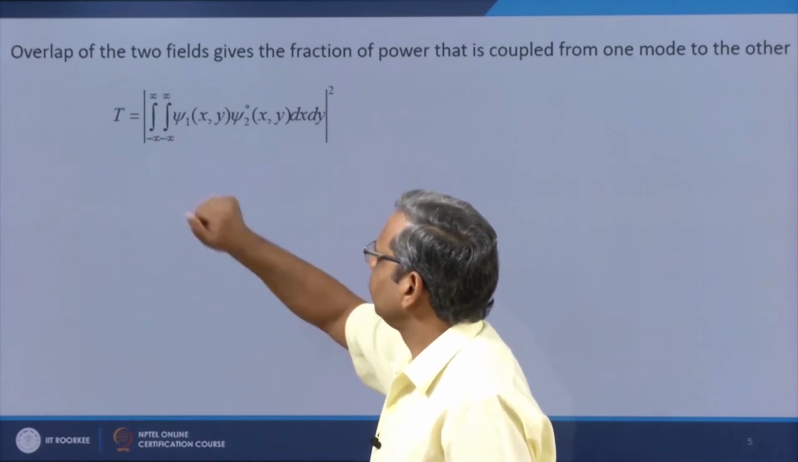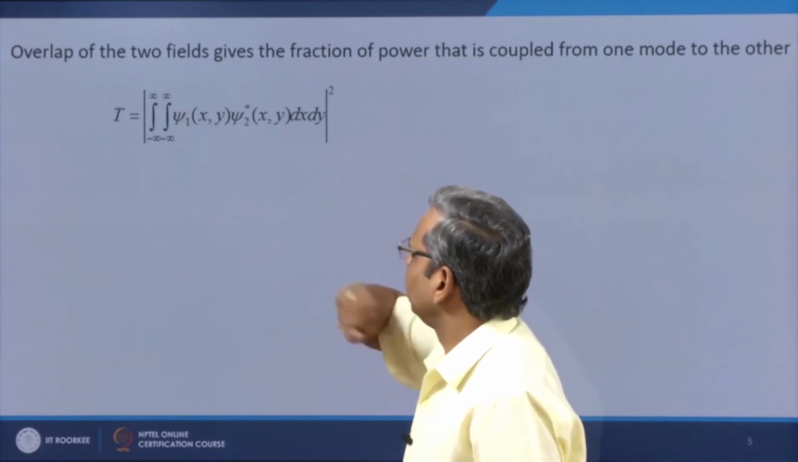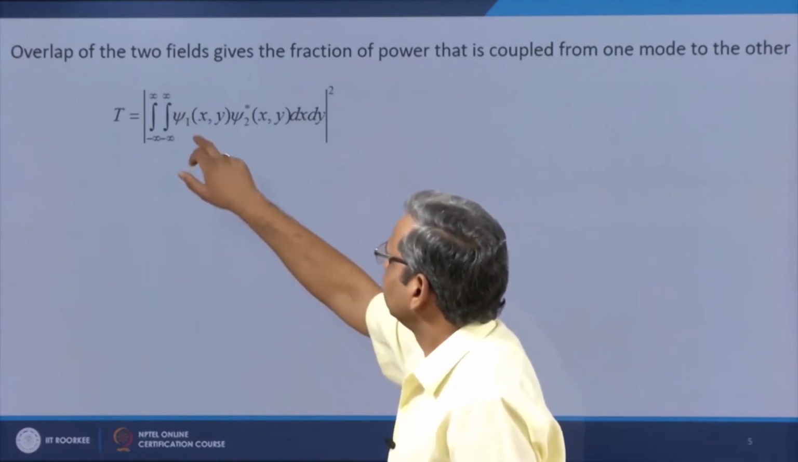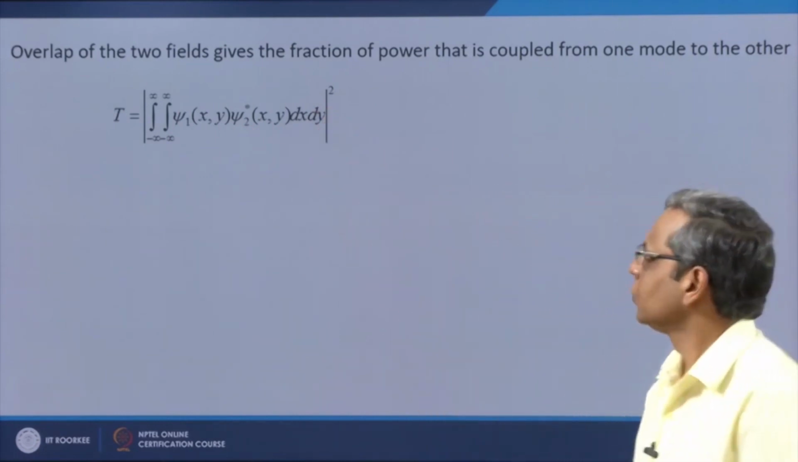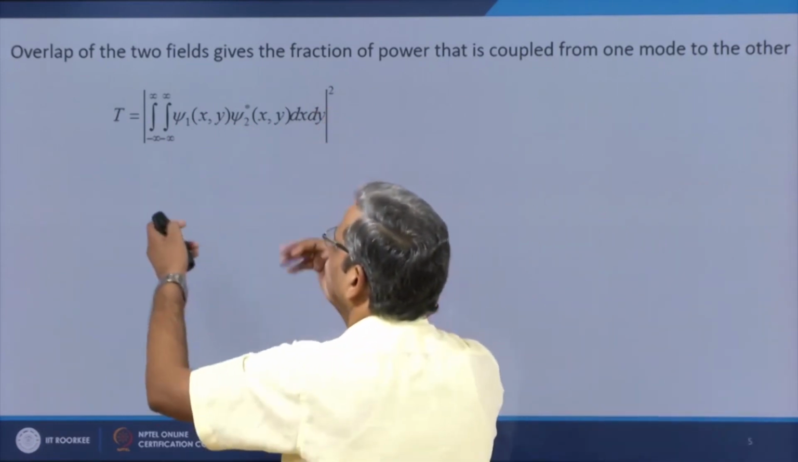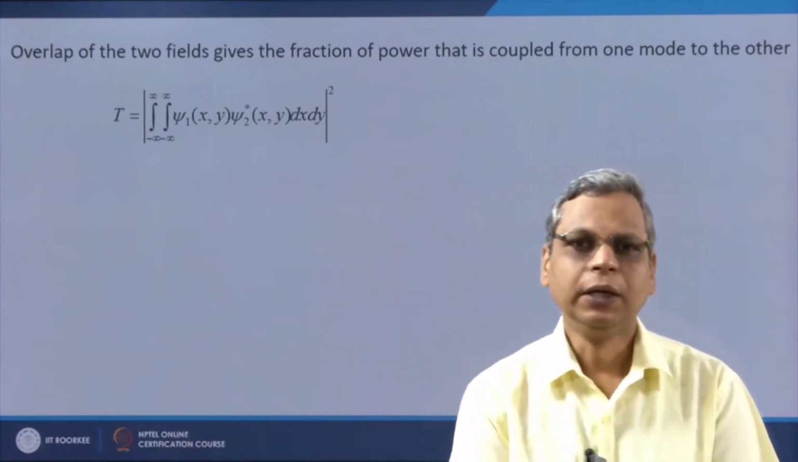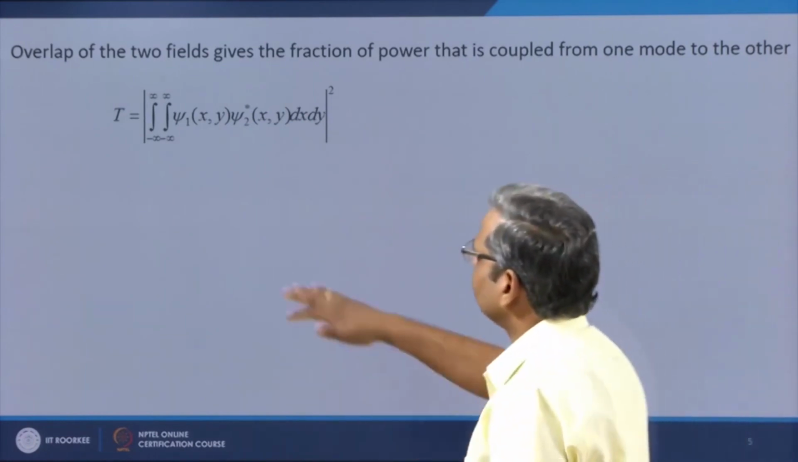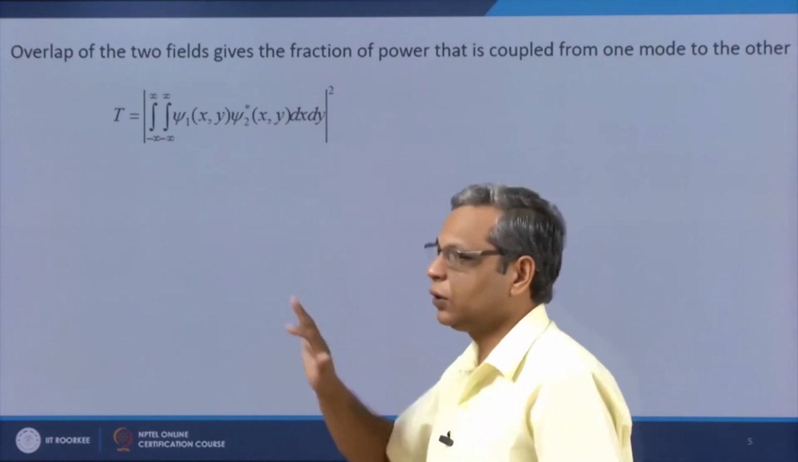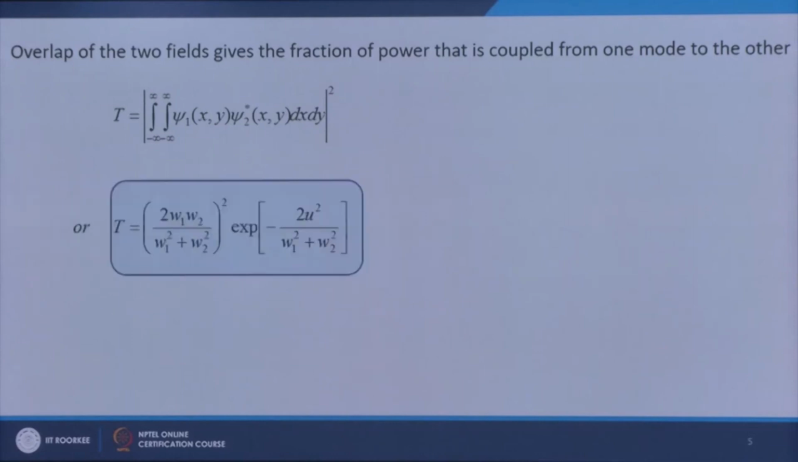integral from minus infinity to plus infinity over x and y of psi 1 psi 2 star dx dy, mod square. Okay. So, this is the overlap integral, and if I take its mod square, then it will give me the fraction of power coupled from one fiber to another fiber, and this expression is true when these modal fields are normalized according to the condition which I have stated in the previous slide.